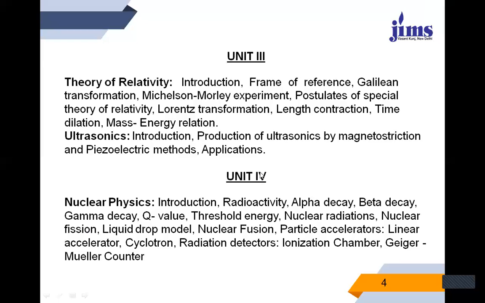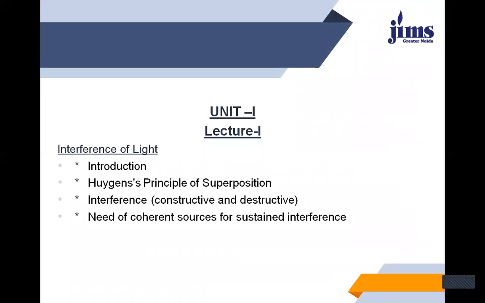Unit 4 covers nuclear physics, in which you have to study radioactivity, alpha decay, beta decay, gamma decay, Q values, threshold energy, nuclear radiations, nuclear fission, liquid drop model, nuclear fusion, and particle accelerators, in which you study linear accelerator and cyclotron. Then radiation detectors, in which you study two types of detectors: ionization chamber and Geiger-Muller counter.